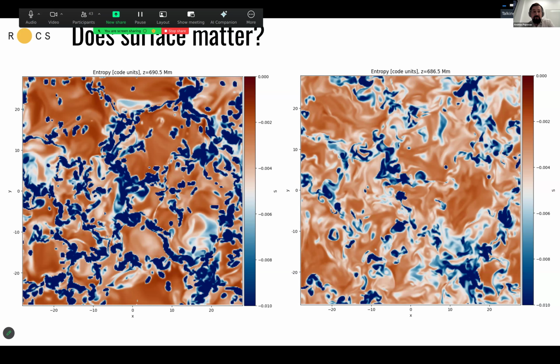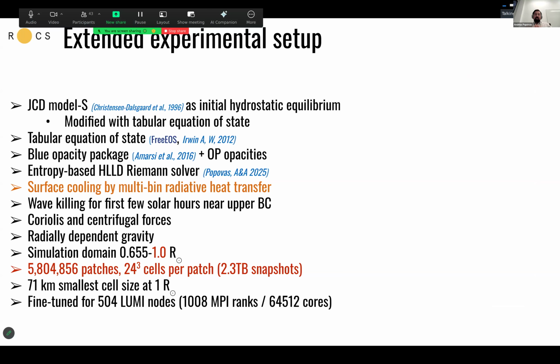So yeah, it's a good question. Does the surface matter or not? I think Petri Kapyla in a later talk might touch on this as well. But now we want to do an extension to this experimental setup. We want to do surface cooling driven by multi-frequency radiative heat transfer. We use the blue opacity package plus OP opacities for radiative diffusion.